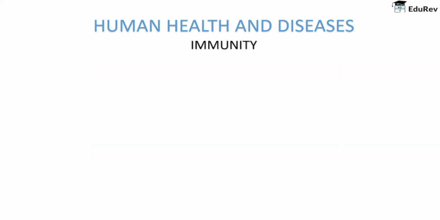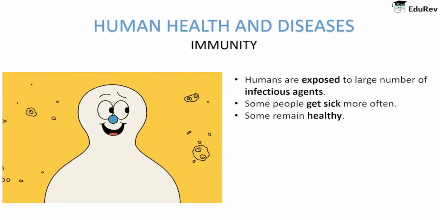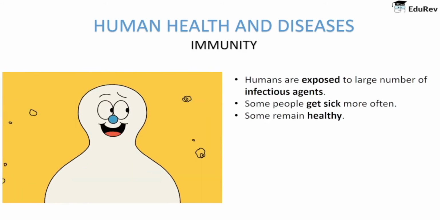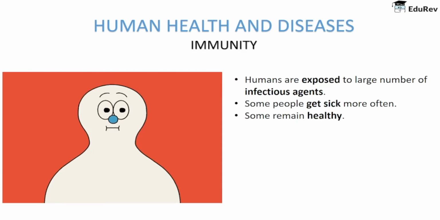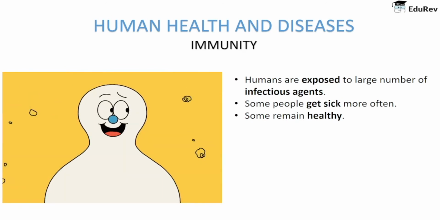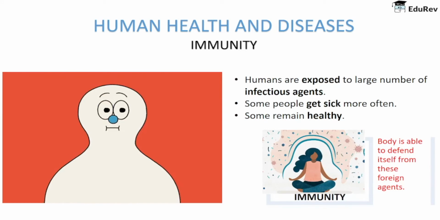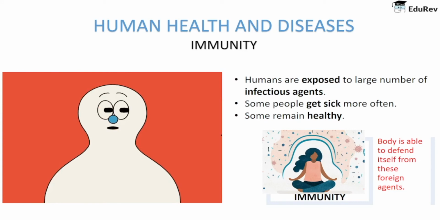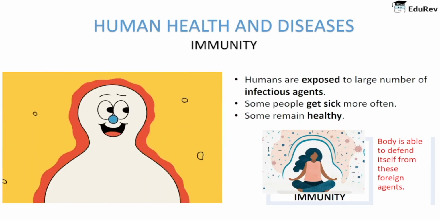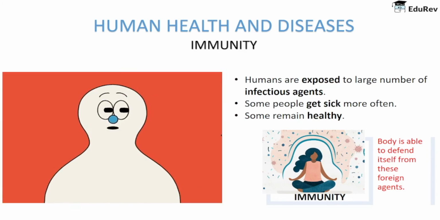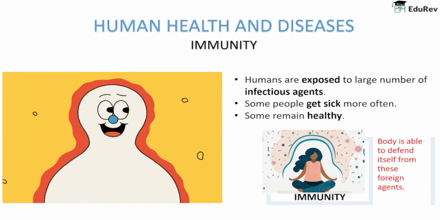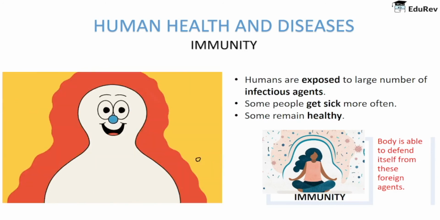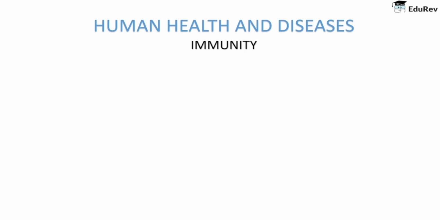Humans in everyday life get exposed to a large number of infectious agents, and out of these some people get sick more often and some remain healthy. The reason some people remain healthy is because their body is able to defend itself from these foreign agents. And this ability of the body to defend itself from these foreign agents, or I would say infectious agents, is known as immunity. Immunity is of two types.